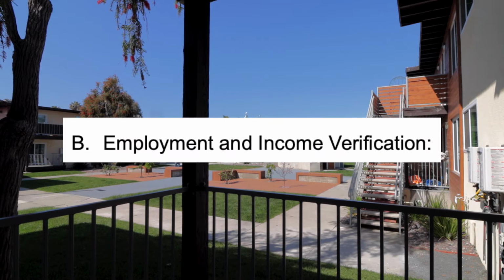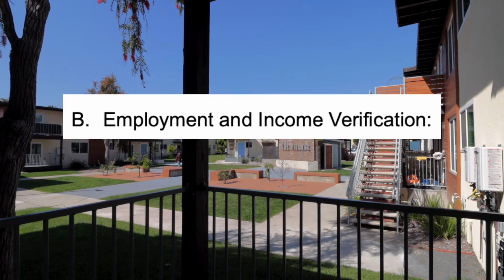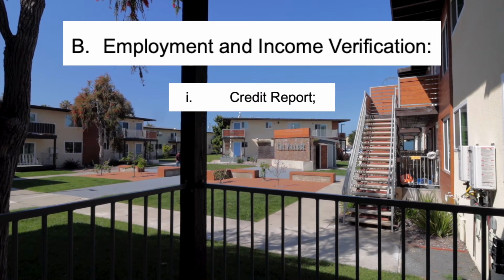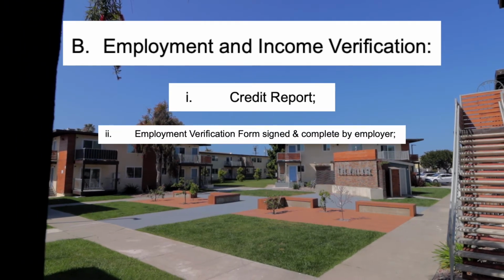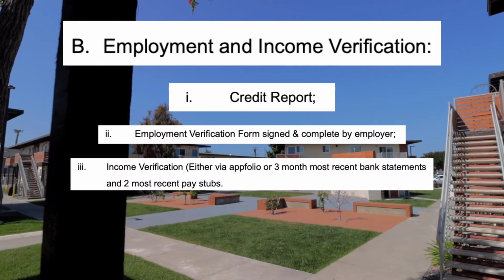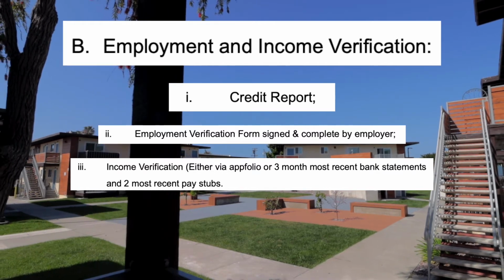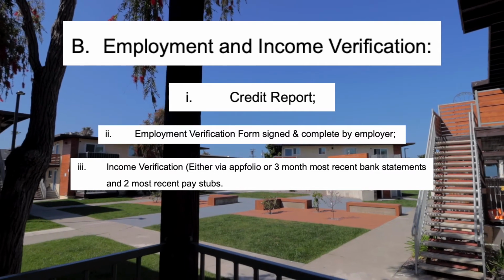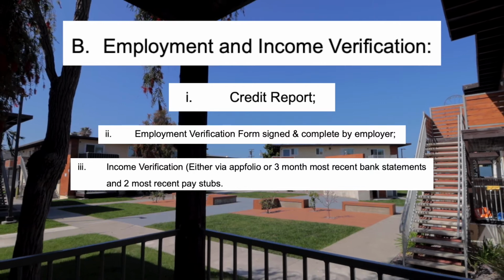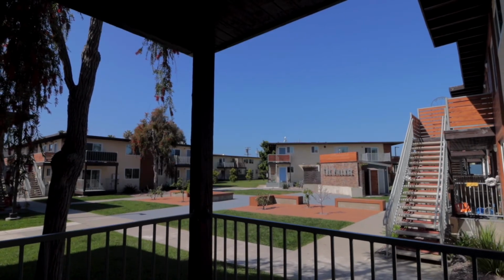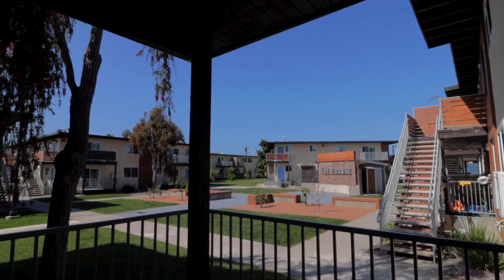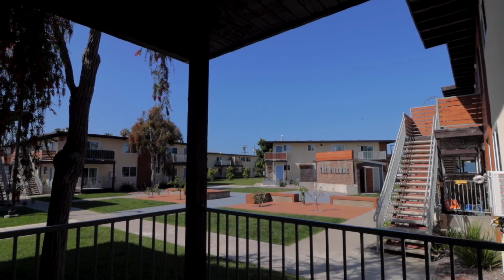Secondly, we need employment and income verification. We need to run the applicant's credit. We need employment verification form signed and completed by employer. We need income verification either via AppFolio or 3 months of the most recent bank statements, along with 2 months of recent pay stubs. It is obviously a lot easier to go through the verification of income through AppFolio.